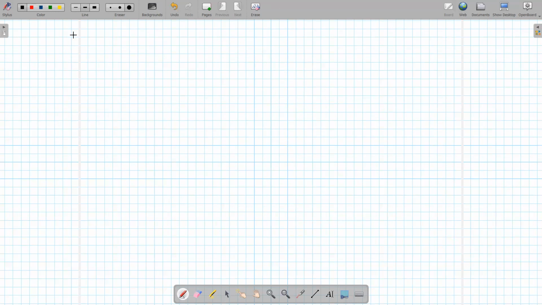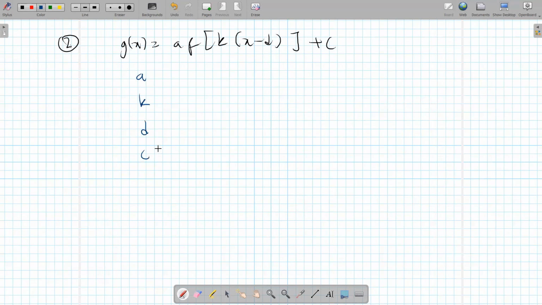Okay, question 2. Every function will be in this form: g of x equals a f of k times (x minus d) plus c. We need to identify these four, what I like to call magic letters: a, k, d, c. If you look at a, it says a reflection on the x-axis. So whenever you get a reflection on the x-axis, the a value is going to be negative. And the vertical stretch is the value of a. It's 4. So a vertical stretch by a factor of 4 means a is 4, but the fact that there's a reflection means a is -4.